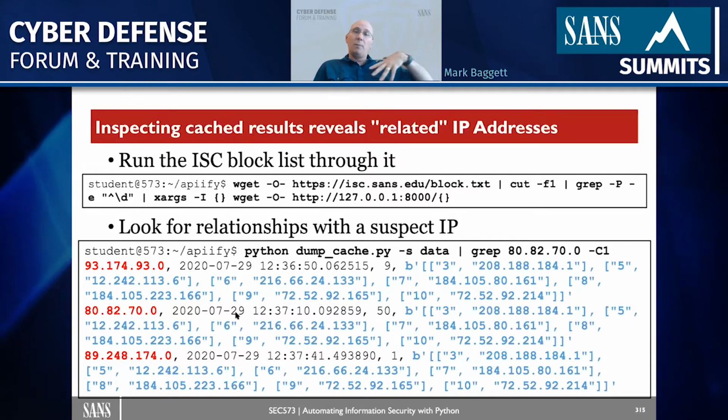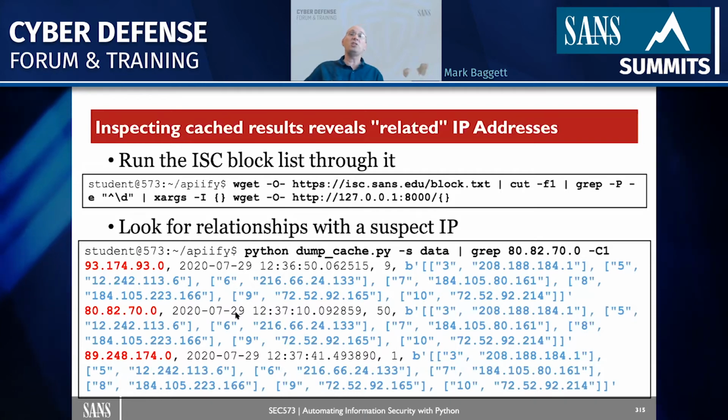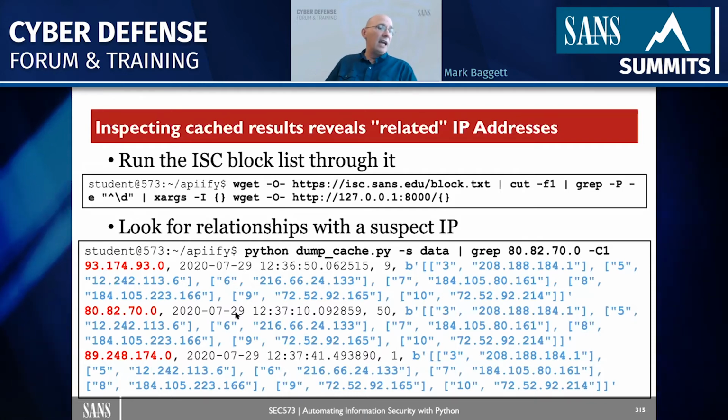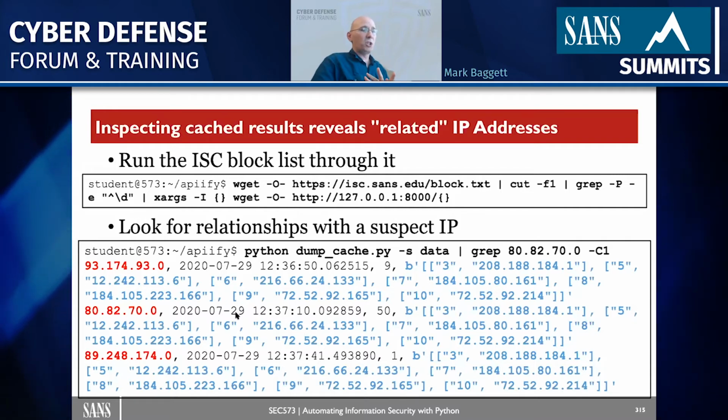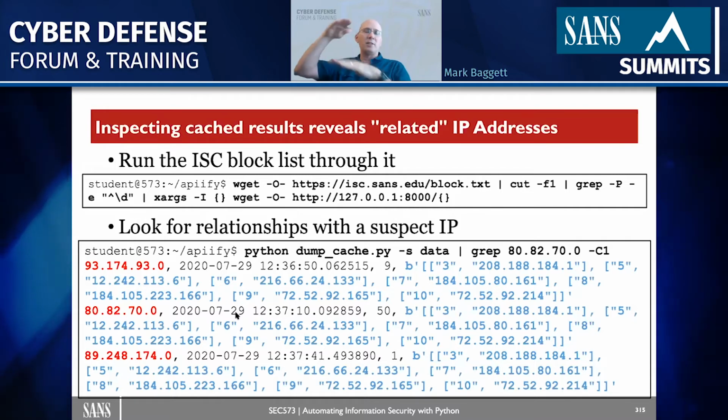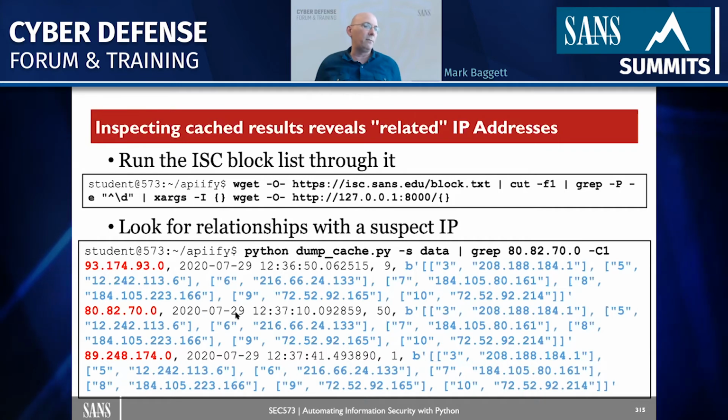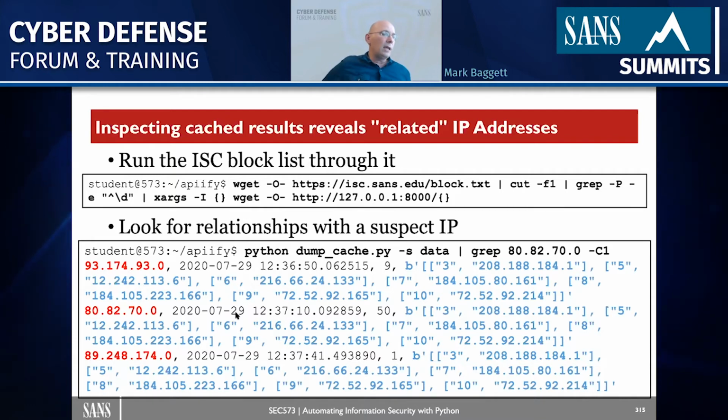Then I'm going to use dump cache just to look and see, can you identify hosts based upon this shared infrastructure concept? And here at the bottom, you see dump cache is showing you several traceroutes, and I'm sorting by the traceroute information. And here you can see the IP addresses 93.174.93.0, 80.82.70.0, and the other, they have the exact same hops.